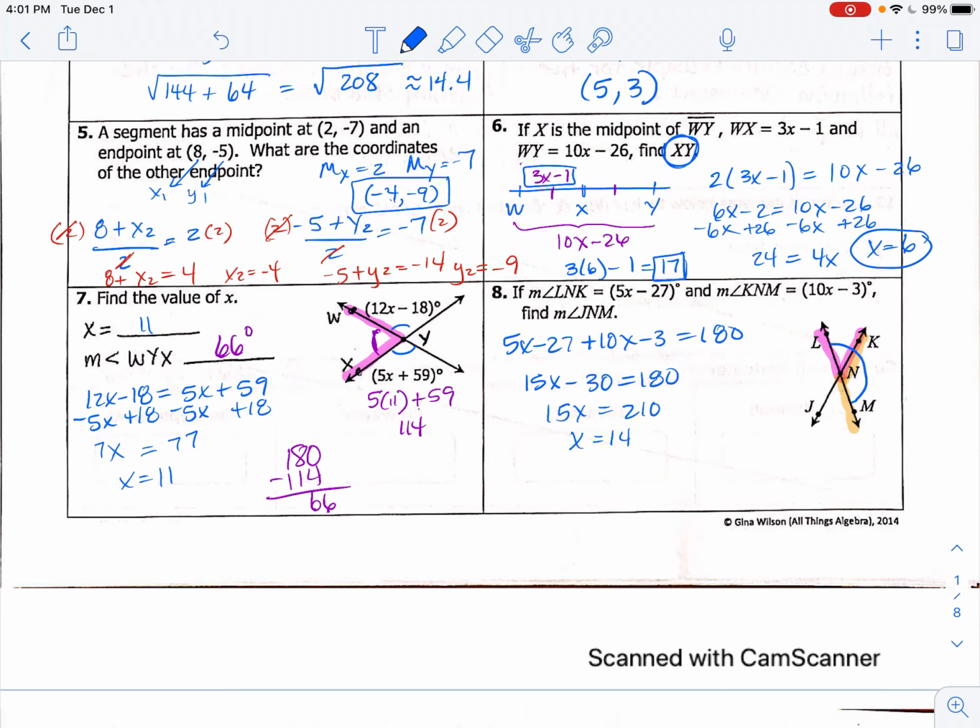Okay, so it's asking me about J in M. That's what I'm looking for. Well, that angle is congruent to L in K. So if I can figure out what L in K is, then I will know what J in M is. So let's take that 14 that we found and plug it in to the expression for the L in K. So 5 times 14 minus 27, and that gives me 43.